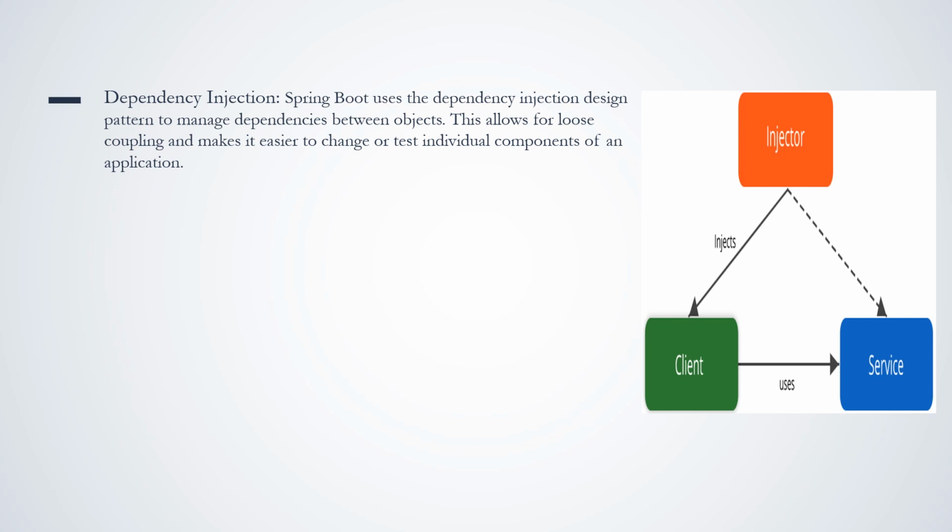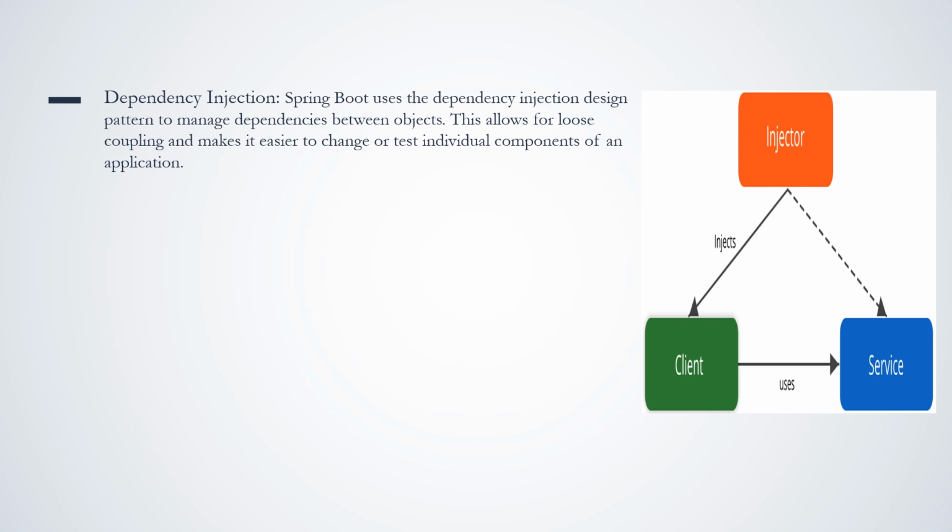It means that instead of one object creating another object it needs directly, the first object can ask Spring to give it the object it needs. This makes your code more flexible and easier to change because the objects are not tied closely together anymore.